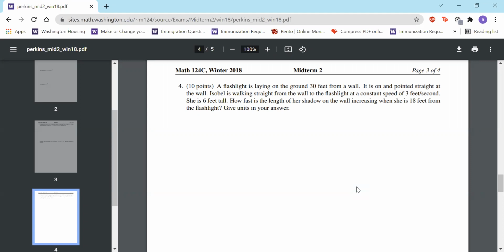dx/dt is negative because she's moving toward the flashlight. So her x coordinate is decreasing, and that's why it is negative.